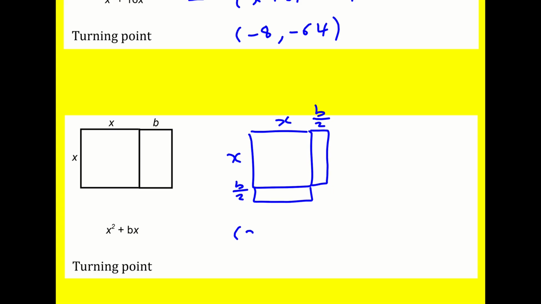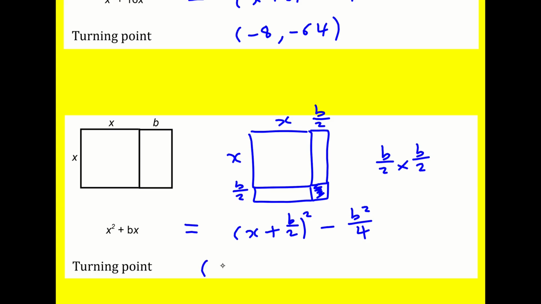And we've managed to get x plus b over 2 all squared. And now I'm finding this little blue area, which is going to be b over 2 times b over 2, or b over 2 all squared. And that is going to be b squared over 4, just multiplying those fractions. So we've completed the square on a more general case. The turning point is going to be when x is minus b over 2 and when y is minus b squared over 4.